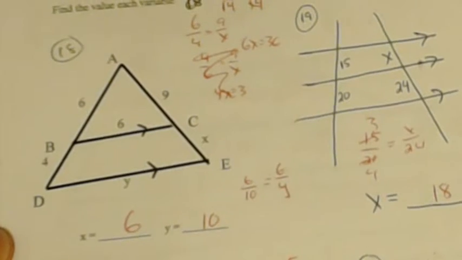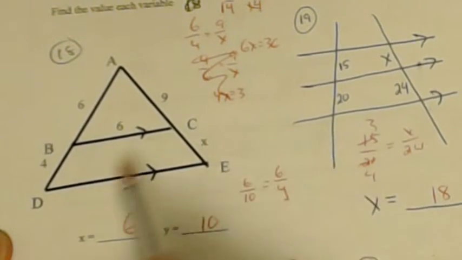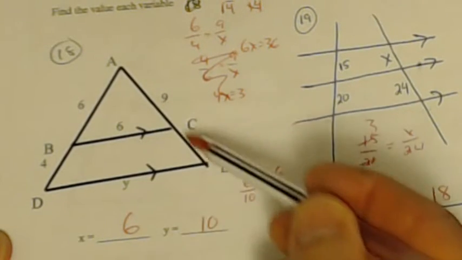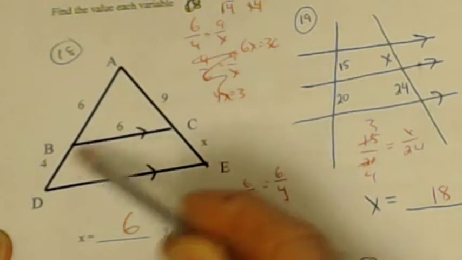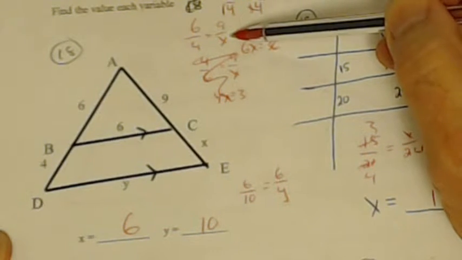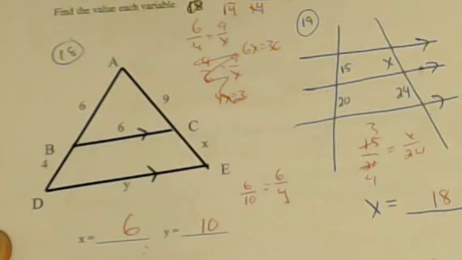On problem number 18, finding x is the easy one. We know that if we have a line that's parallel to one side of a triangle, it divides the other sides proportionally. So we have the proportion 6 over 4 equals 9 over x. I've got that up here. That gives you 6x is 36, and x then will be 6, which is our answer down there.